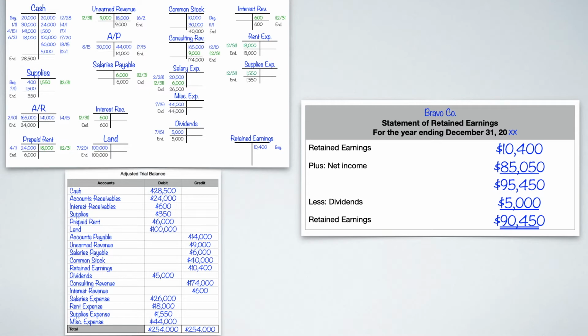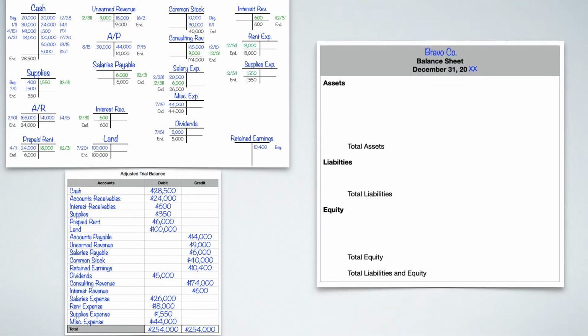So let's go into our balance sheet, which is the next one. Again, our name is at the top, December 31st of 20, whatever. And in the balance sheet, it's broken down to assets, liabilities, and equity. So that's what we're going to itemize on this one. So we're going to start with cash. Cash is our first asset. We always start with that one. And we're going to put it at $28,500.